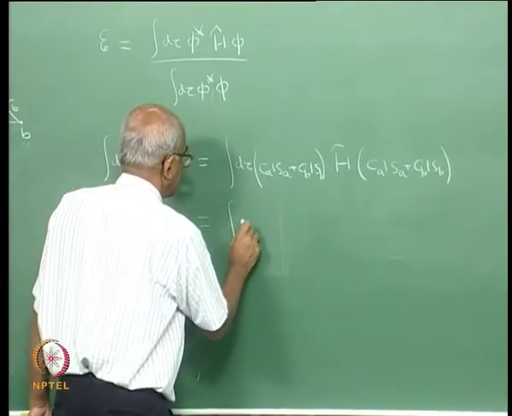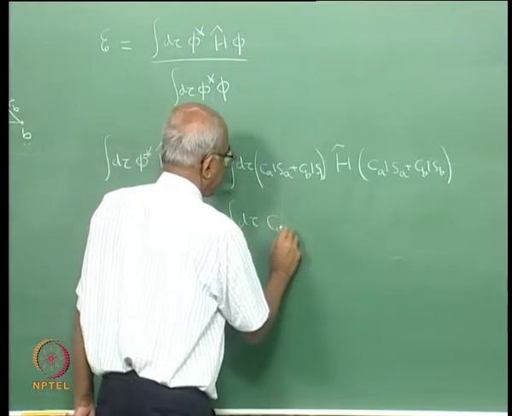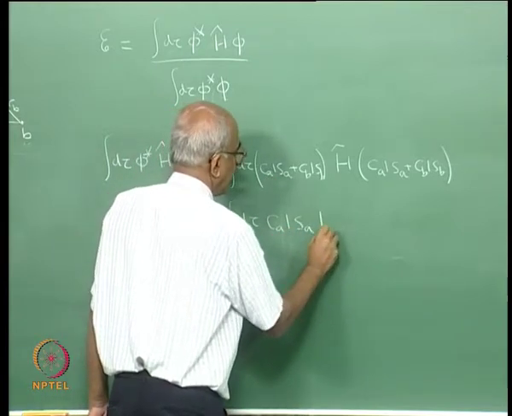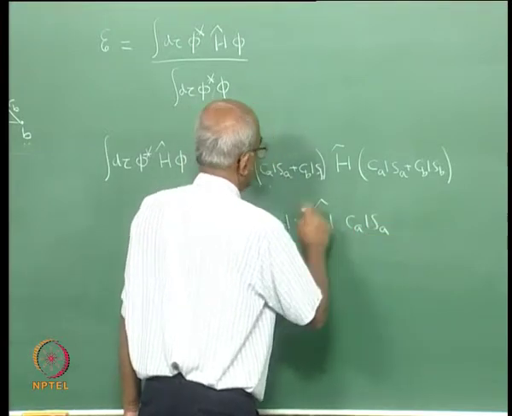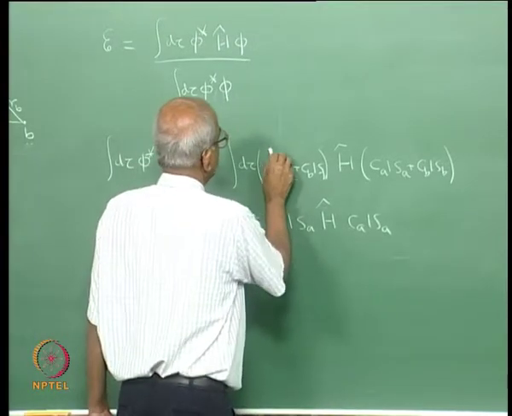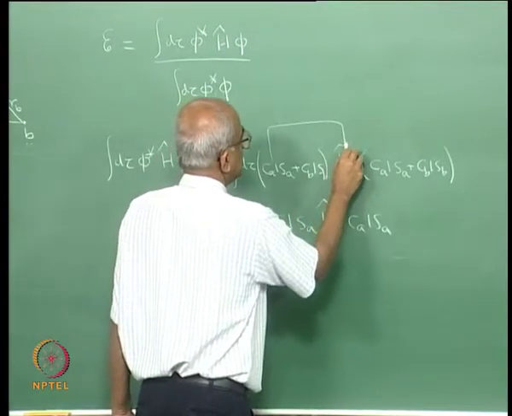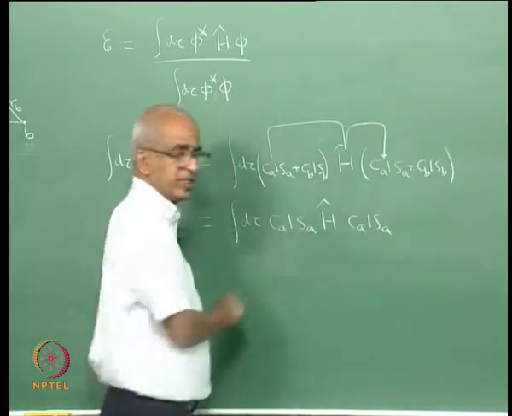So, I will write these 4 terms separately. The first term will be integral dτ, I would have Ca 1sA, H Ca 1sA. How do I get that? This is one of the 4 terms. You take this and imagine this H goes and operates upon that, then you get this term.